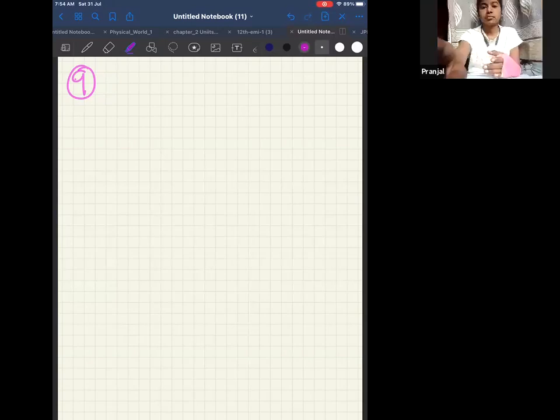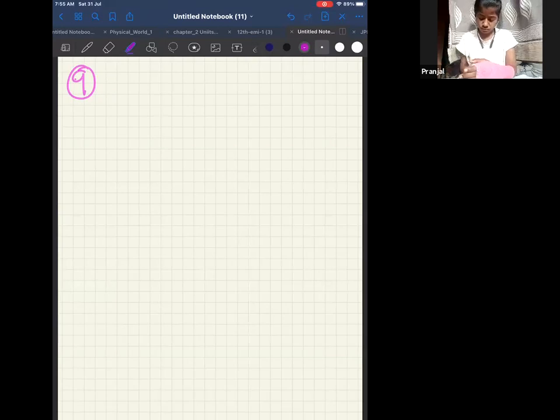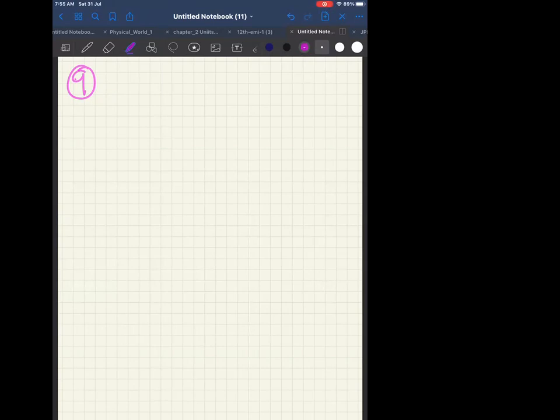Therefore, answer will be option B because it will try to reverse the direction of current. Therefore, according to Lenz's law, there will be an opposition. And because of that, ninth answer will be B. So make a note. Ninth answer will be B.